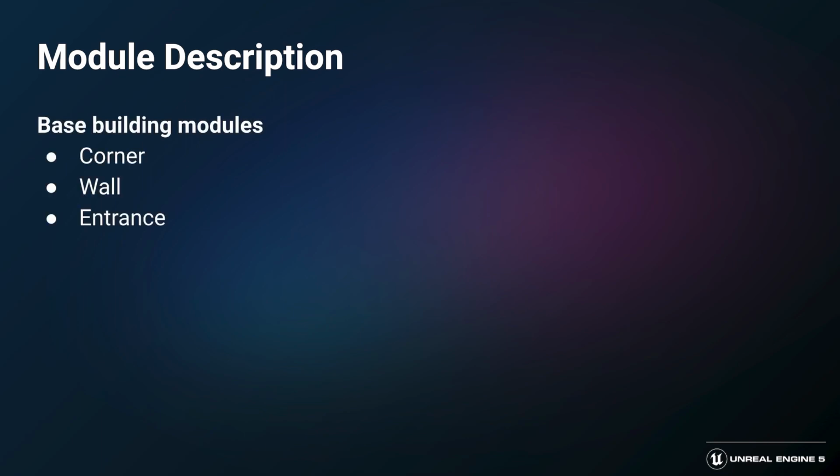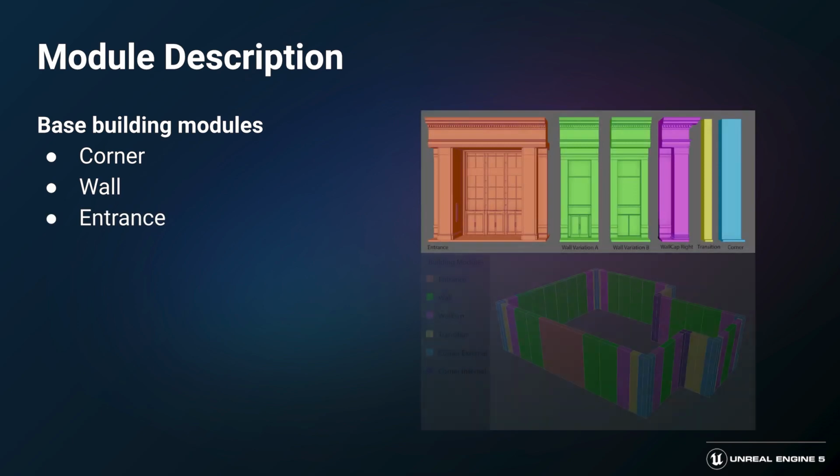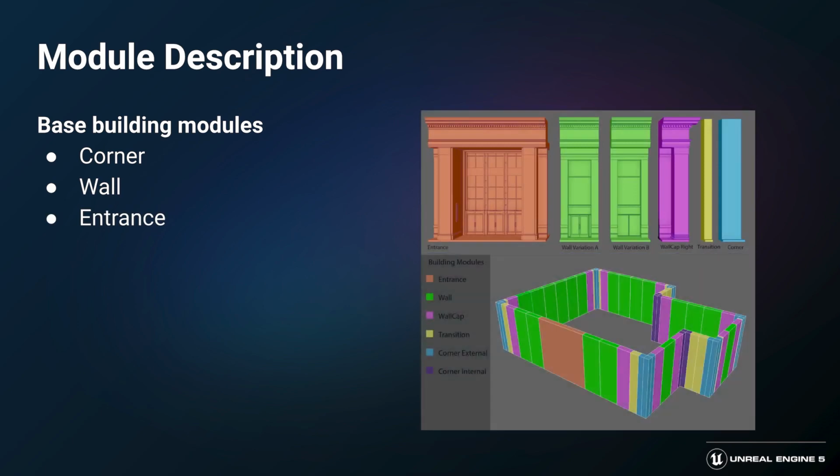So what exactly are the building modules? We defined a base set of modules: corner, wall, and entrance. This base set could be used to create any basic building. We also added some additional modules required to lay out more complex facades. Wall caps are designed to finish off a repeating wall module segment and are often polarized for the left or right side of the building.